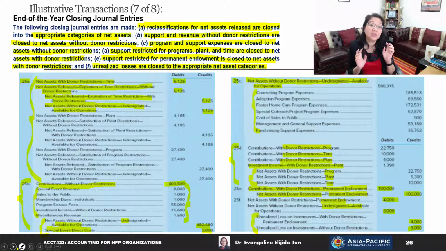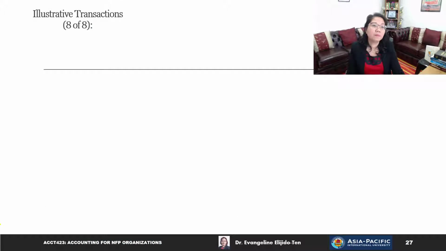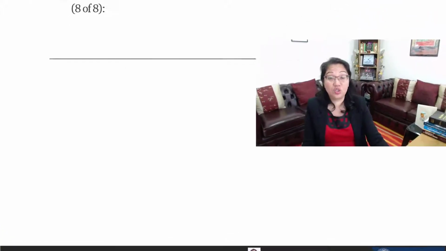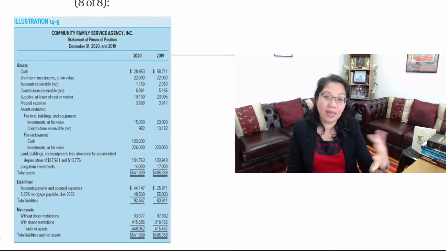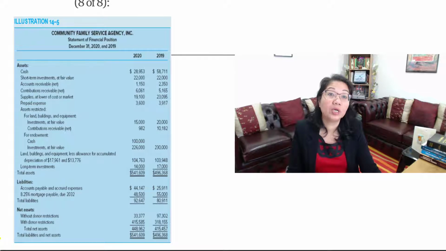So whilst the account titles are quite long, the principles are the same when you are closing the end of year transactions. All right, and finally, once you have done all that, of course, you will have to prepare your adjusted trial balance, and then you can now prepare your financial statements. So we are not going through the nitty-gritty, but here we have the statement of financial position or balance sheet.